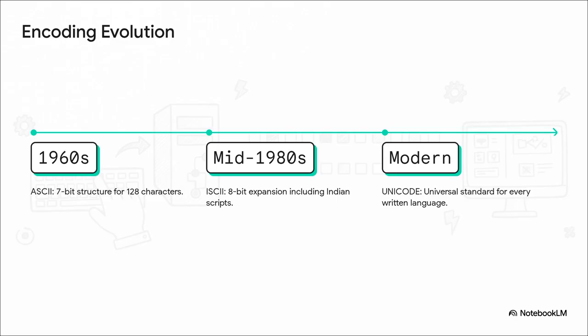By the mid-1980s, we saw expansions like ISCII, which added an 8th bit to include Indian scripts. And today we have Unicode. Unicode is the universal standard. It incorporates literally every written language in the world. Take the Hindi character, for example, representing the hex code 0905, flawlessly translating into its corresponding binary string. Unicode ensures absolutely no human language is left behind.